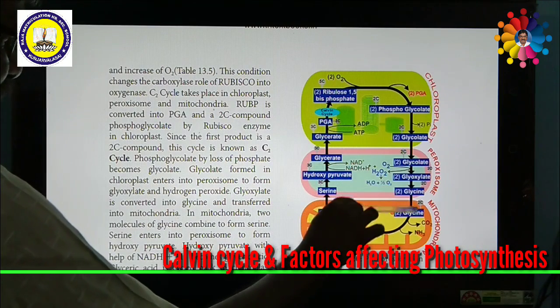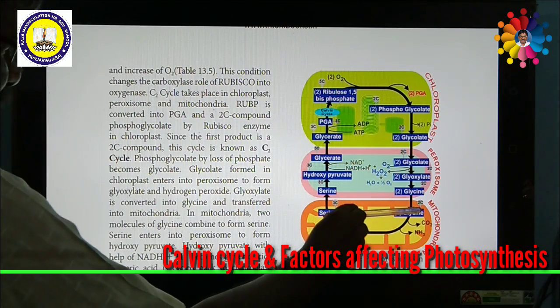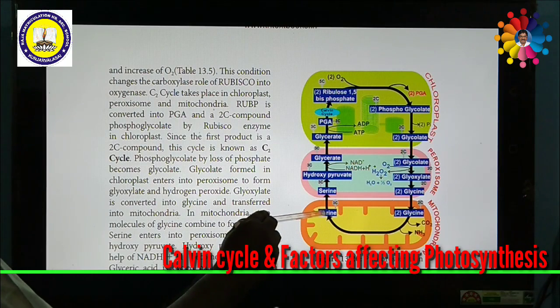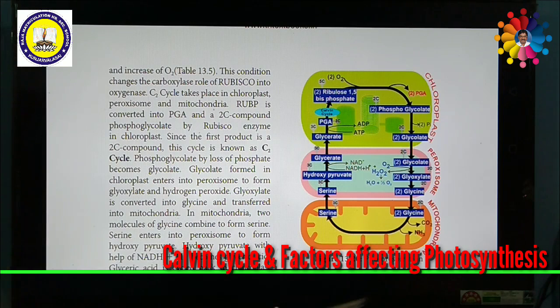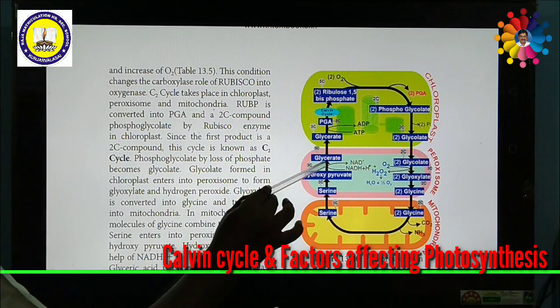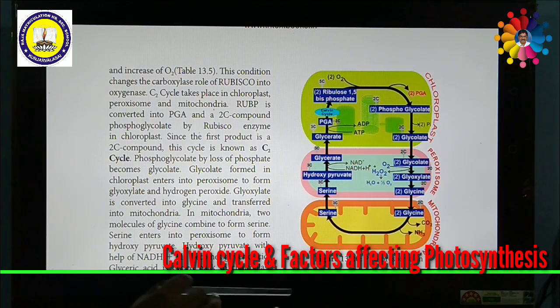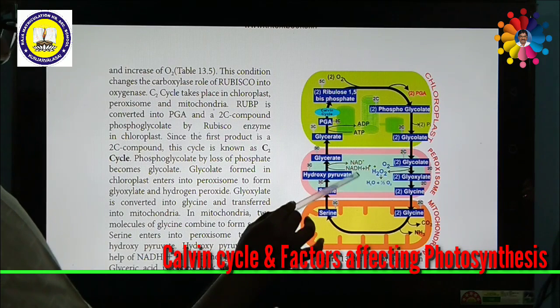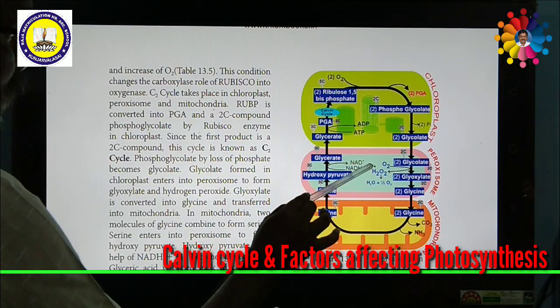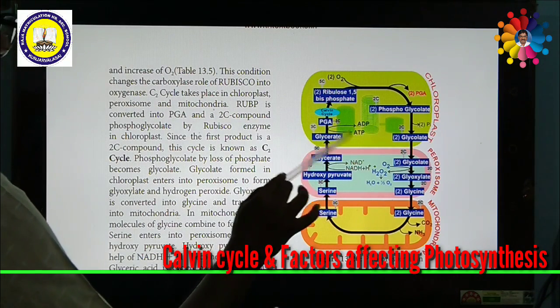Then this glycine enters into the mitochondria. Two molecules of glycine combine together to form another amino acid called serine. Here in this process, carbon dioxide is evolved and ammonia is evolved. Then serine enters into the peroxisome from mitochondria. Then serine is converted into hydroxypyruvic acid. Then hydroxypyruvic acid is reduced, with NADH2 converted into NAD plus, to form glyceric acid or glycerate.